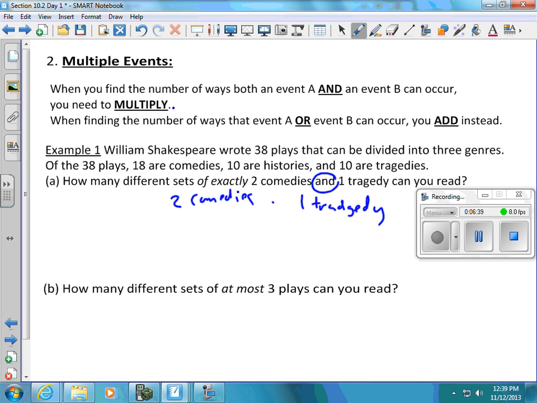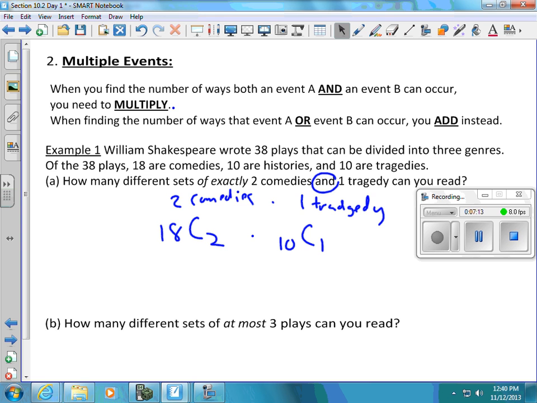Well, we've got to list out the possible ways we can get 2 comedies. Does it say whether order matters or order doesn't matter? It says a set. A set doesn't matter what order it's in. If it's in a set, they're all together, they're in a group. So the order doesn't matter. How many comedies are there and how many am I going to pick? I have 18 comedies. I'm going to choose 2. Times tragedies. I have 10 tragedies and I'm going to choose 1.